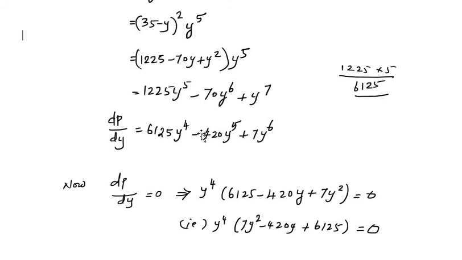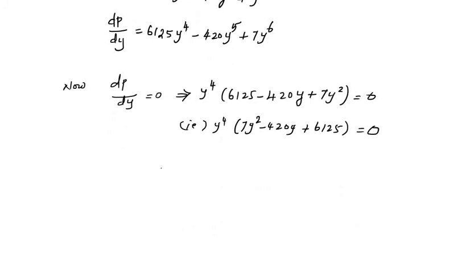Now if I solve this, I have to factorize. Then I can solve this easily. And also it can be divisible by 7. Dividing by 7, y power 4 into (y square minus 60y plus 875), since 6 7s are 42 and 6125 divided by 7 is 875. 8 7s are 56, remaining 5, 52, 7 times, and again 35. So 875 equal to 0.